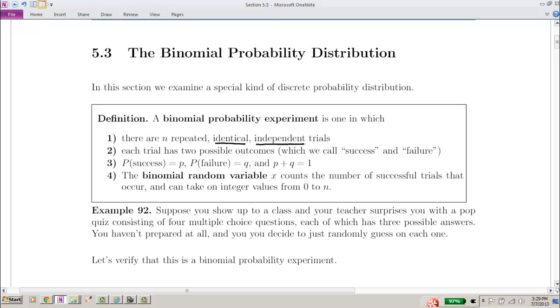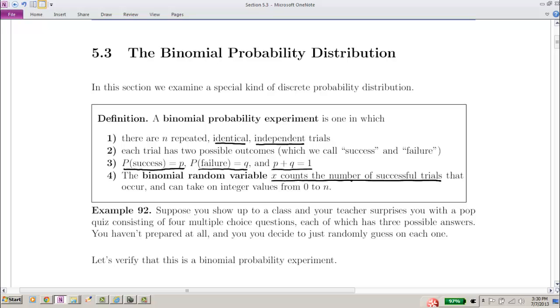We usually call these success and failure, and the probability of success takes on the value p, and the probability of failure is q. Since in each particular trial you're either going to have success or failure, that means p and q must add up to 1. Our binomial random variable x counts the number of successful trials. So x counts the number of successes, and of course, that can take on integer values between 0 and n, since you have n trials.